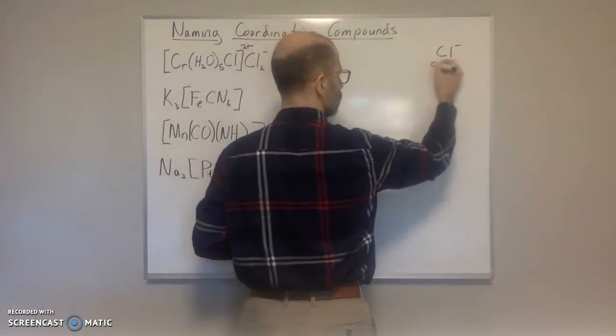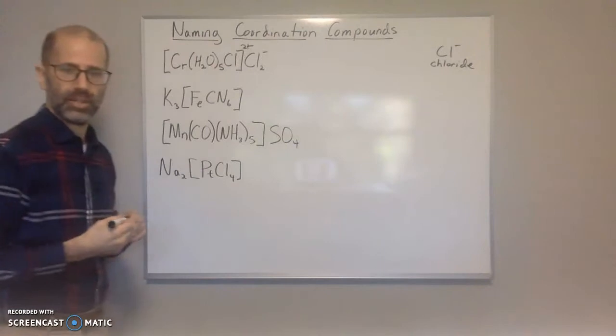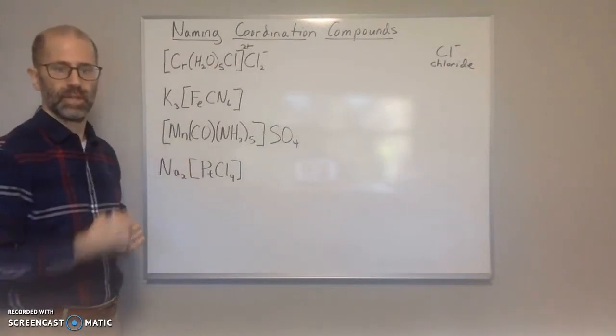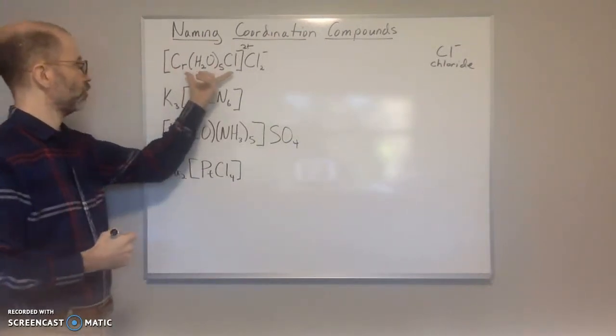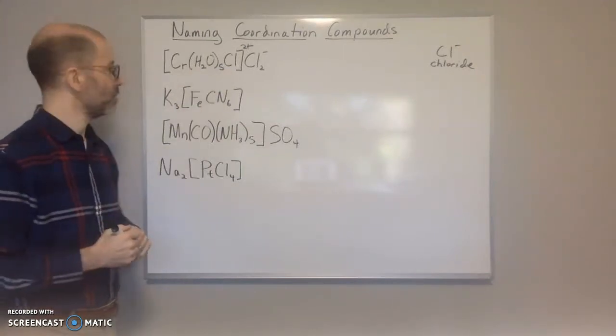We're just going to name this chloride. So that's the name of that ion. That's done, so that's the second part of the name. Now the positive ion is the first part of the name, so we need to name that one.